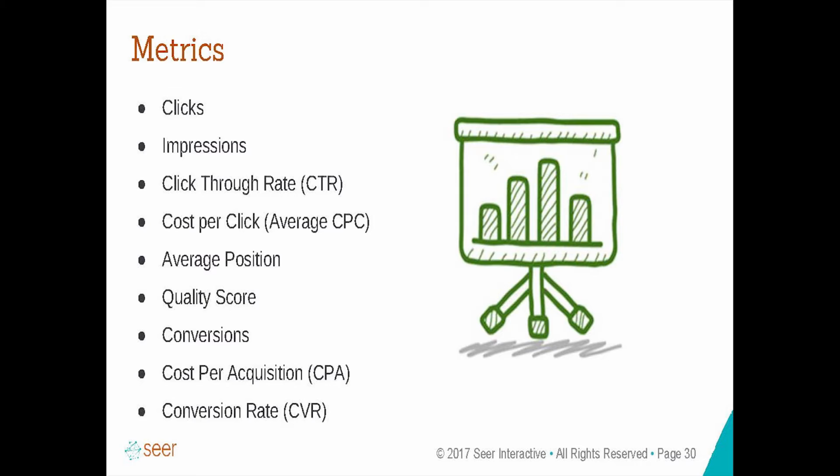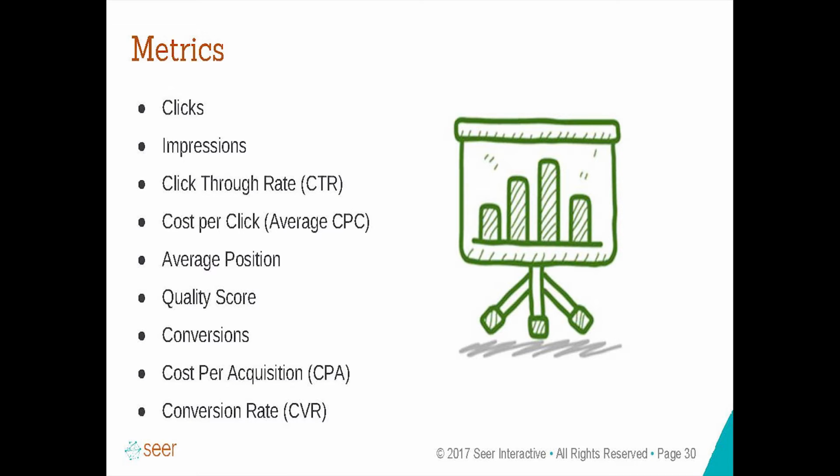Quality score is a score that Google assigns to your keyword based on how relevant it is. We'll get into that in a little bit, but it's based on how relevant the keyword, ad, and landing page are together. The higher the number, the better, and that's on a scale of 1 to 10. But even if you don't have a quality score of 10, you're still probably good. Anything like 5 and up is a pretty good quality score.